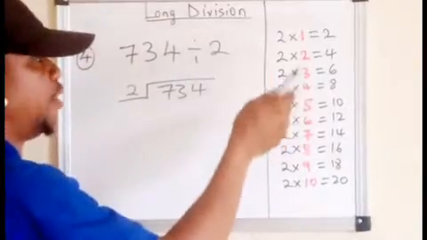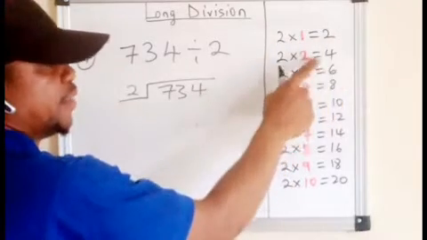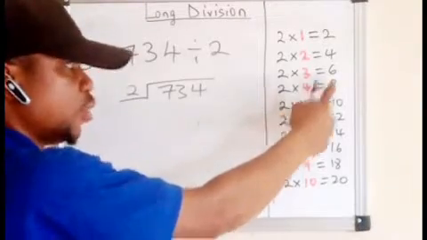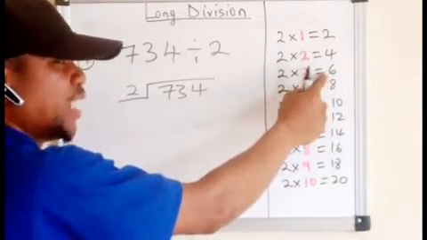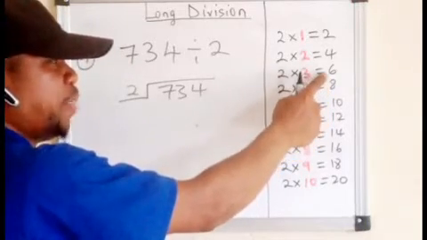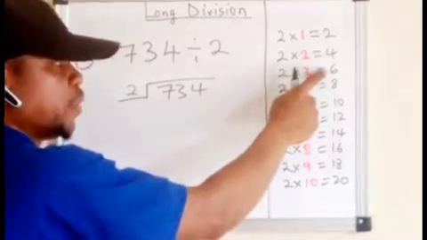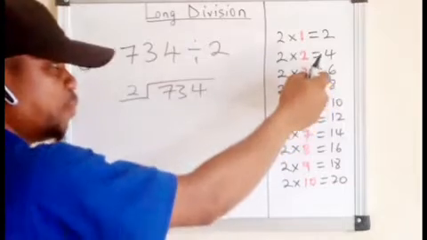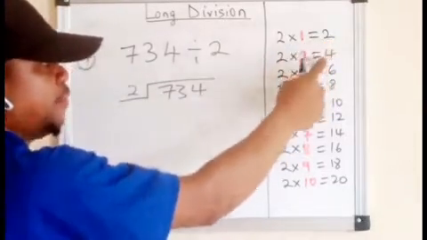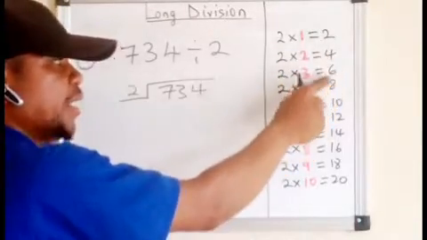Let's check for the number we can pick. 2 is smaller than 7. 4 is smaller than 7. 6 is smaller than 7. But 8 is bigger than 7. So we go back and pick this one, the one that is smaller than the number you are looking for, while the next number is bigger. So 2 is smaller than 7, 4 is smaller than 7, 6 is smaller than 7, but 8 is bigger than 7. So go back and take 6.